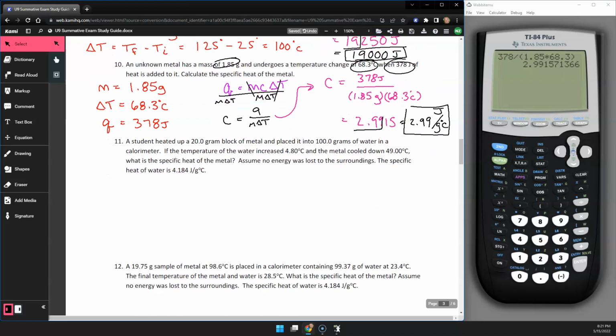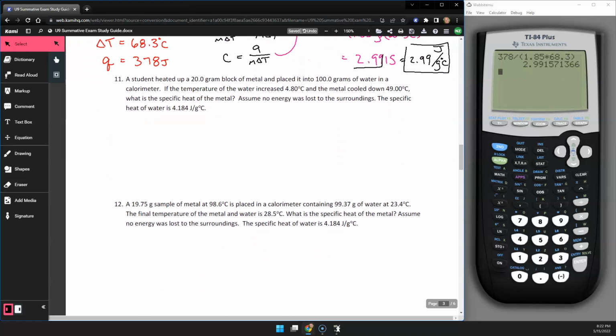All right. Now, numbers 11 and 12 are using a calorimeter. So let's look at why these questions are different. For number 11, it says a student heated up a 20-gram block of metal and placed it into 100 grams of water in a calorimeter. If the temperature of the water increased 4.80 degrees Celsius and the metal cooled down to 49 degrees Celsius, what's the specific heat of the metal? Assume no energy was lost to the surroundings, and it gives you the specific heat of water.